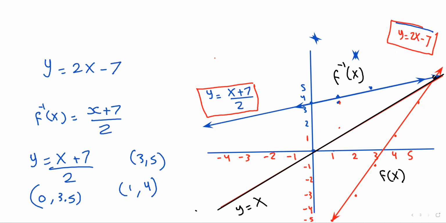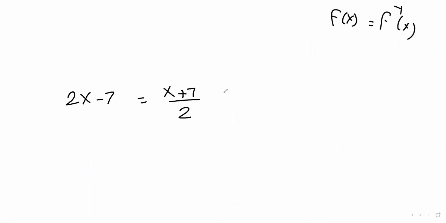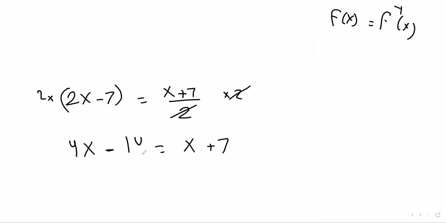If you want to find the point at which they meet, where they intersect, this is x plus 7 over 2, and this is 2x minus 7. Make them equal to each other: 2x minus 7 equals x plus 7 over 2, to find the point of intersection between f of x and f inverse of x. Multiply by 2 on both sides, and the 2s cancel out. So x plus 7 equals 2 multiplied by 2x minus 7, which is 4x minus 14.